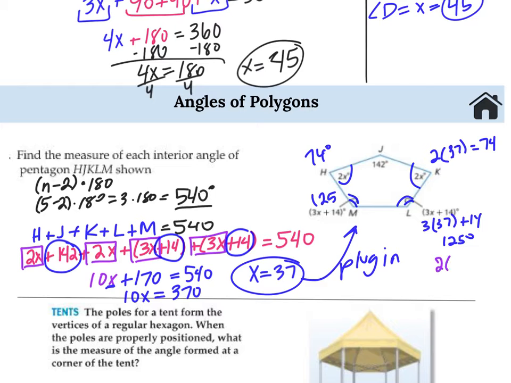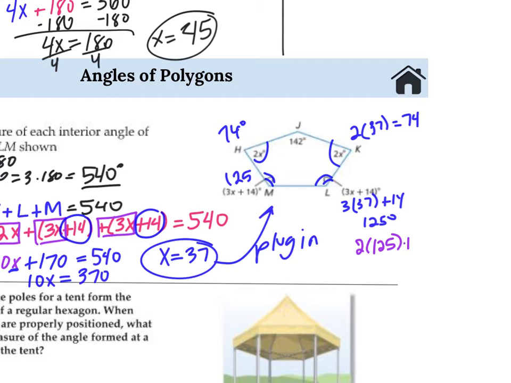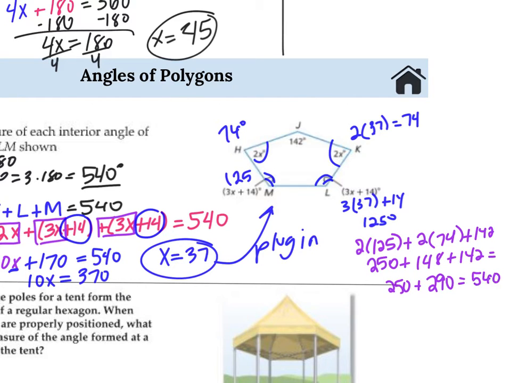So 2 times 125. We're just checking to make sure this is correct. Plus 2 times 74 plus 142. We get 250, 148, and 142. 148 and 142 is 290 plus 250, 540. So we did it right.